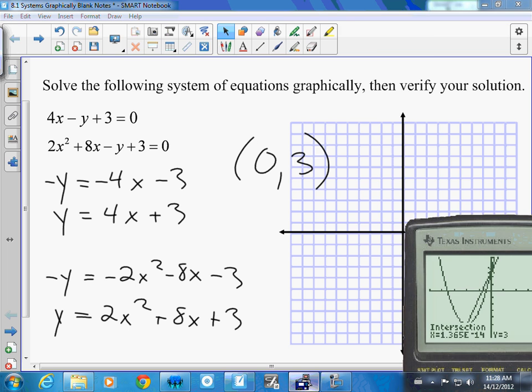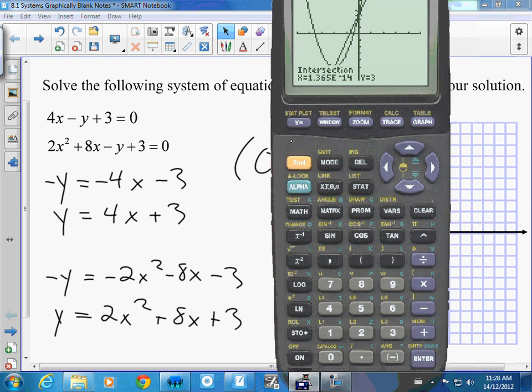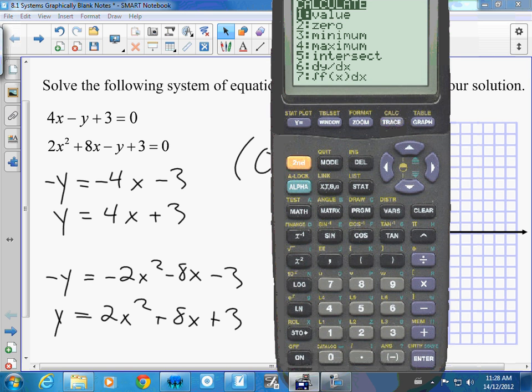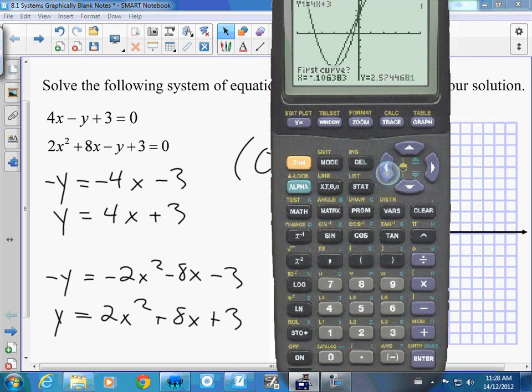Okay, let's try the other one. So let's go back to second calc. We're going to go to intersection point, which is number 5. So first curve. Now I'm going to move way down here, so I know I'm way down at this other curve. So I'm moving my arrows down to below there. There's the first curve. Enter. There's the second curve. Enter. It's going to give me a guess.